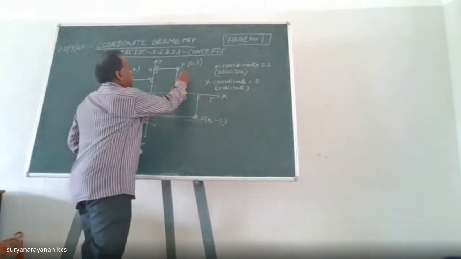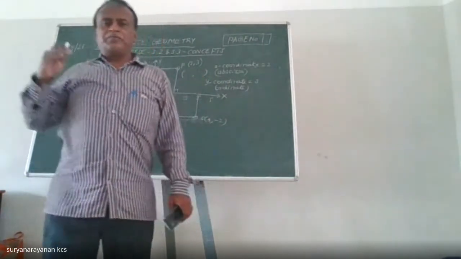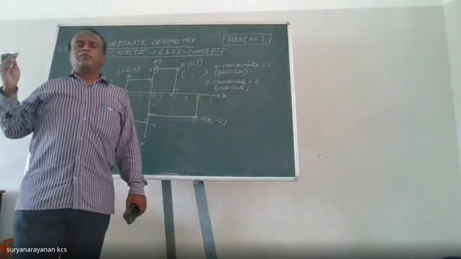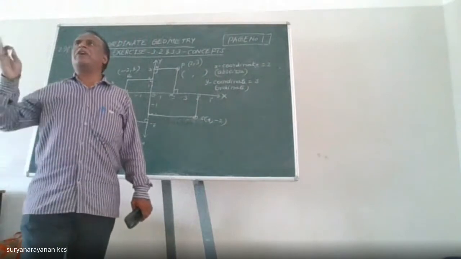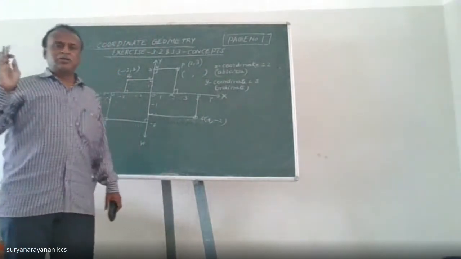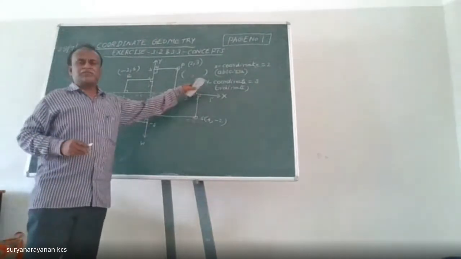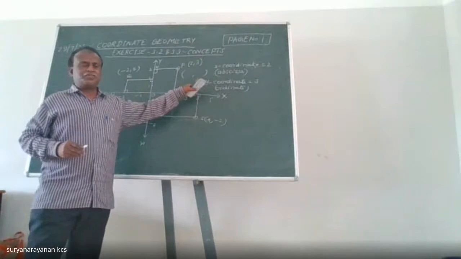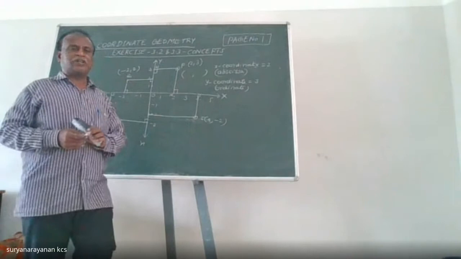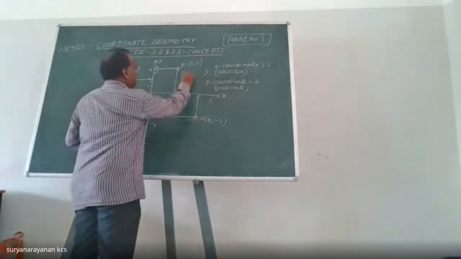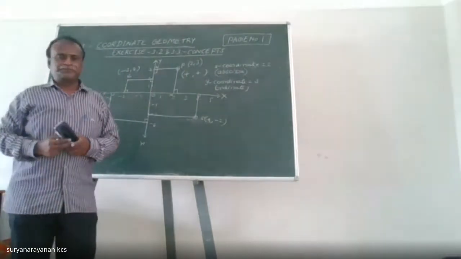Here we focus on the sign of the x coordinate and y coordinate, not the numerical values. If you observe this first quadrant, if you take any point in the first quadrant, the x coordinate is always positive and the y coordinate is also always positive.